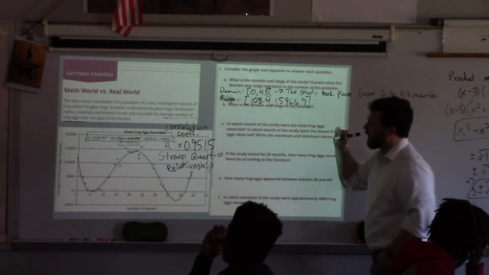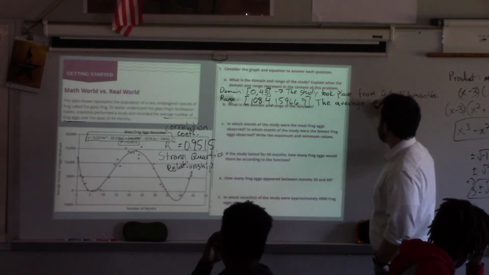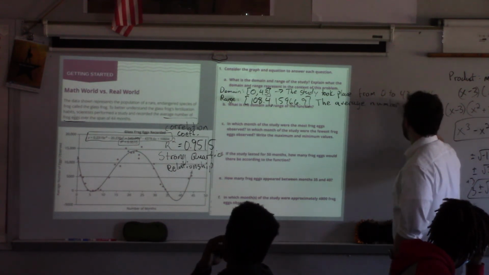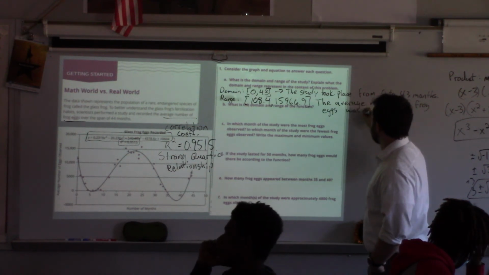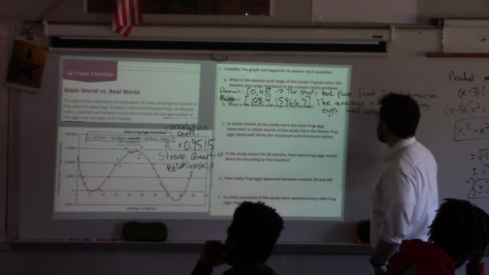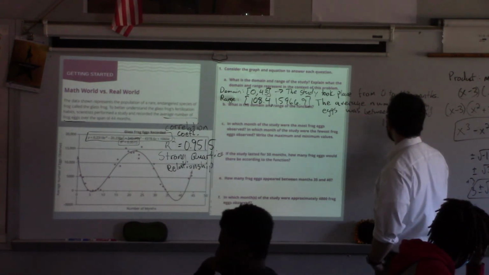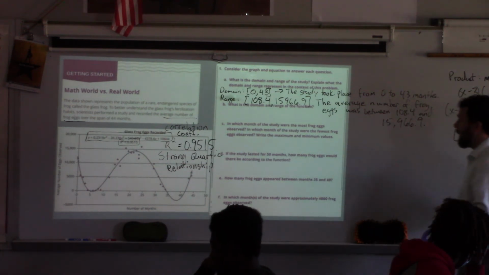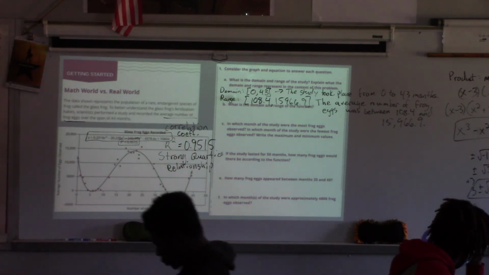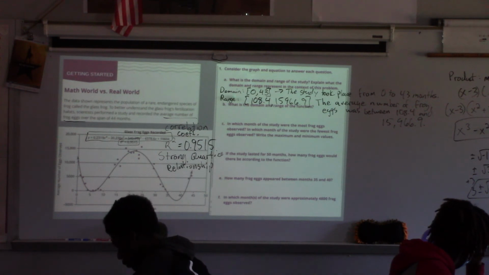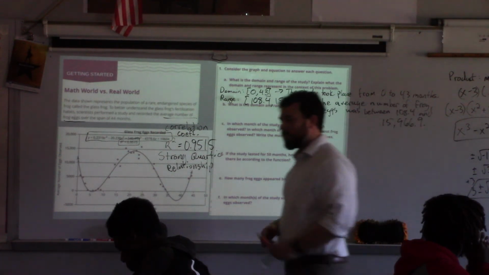Okay, so the average number of frog eggs was between 108.4 and 15,966.9. Right? Again, just putting into context, what do I mean by that 108.4 and the 15,000? I'm talking about the average number of frog eggs. I just looked at the context of the problem. And that's looking at the real world.